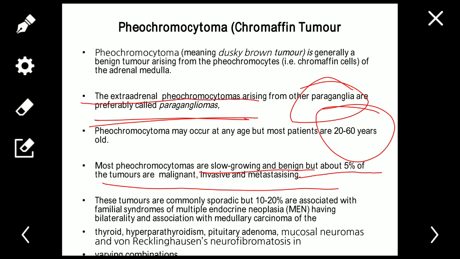These tumors are commonly sporadic, but 10 to 20% are associated with familial syndromes called multiple endocrine neoplasia, MEN syndrome, having bilaterality and association with medullary carcinoma of the thyroid, hyperparathyroidism, pituitary adenoma, mucosal neuromas and von Recklinghausen's neurofibromatosis in varying combinations.